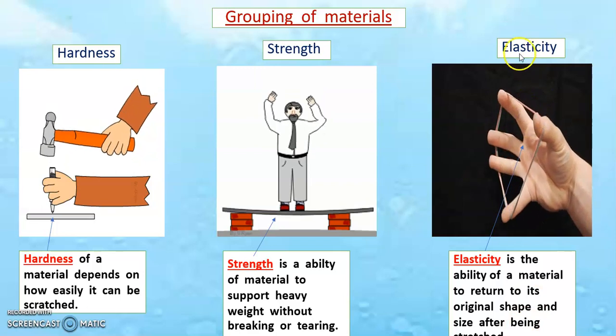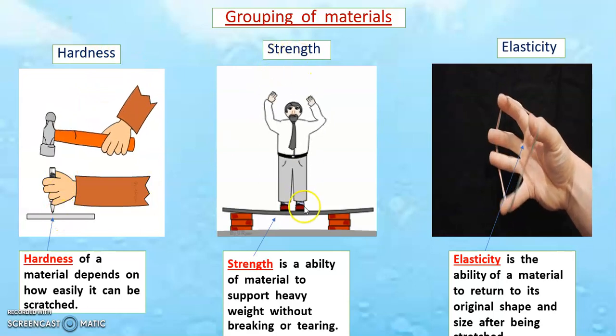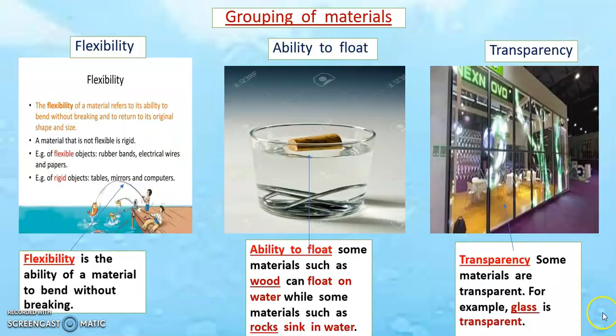Again, hardness, strength, elasticity. And number 4 grouping of materials is flexibility. Flexibility is the ability of a material to bend without breaking. This is an example of flexibility.